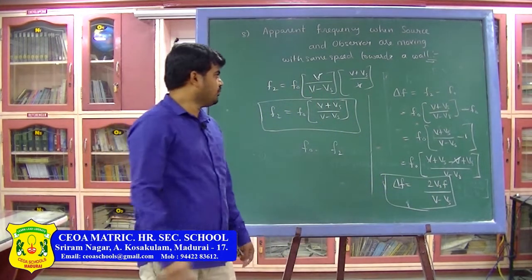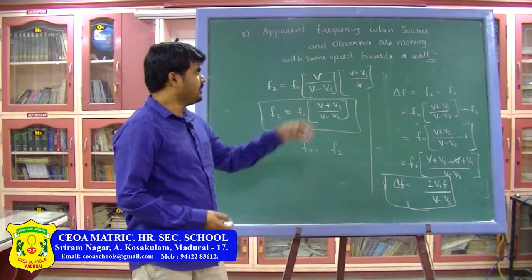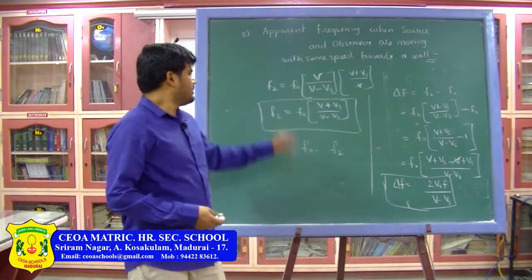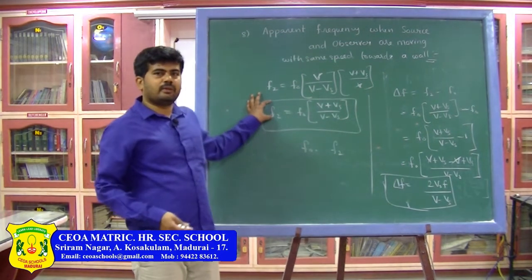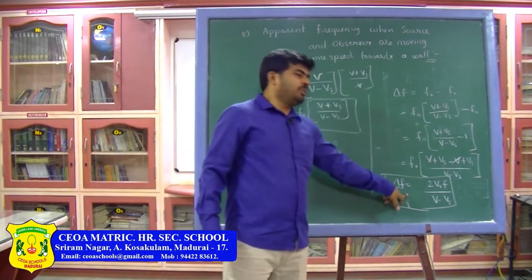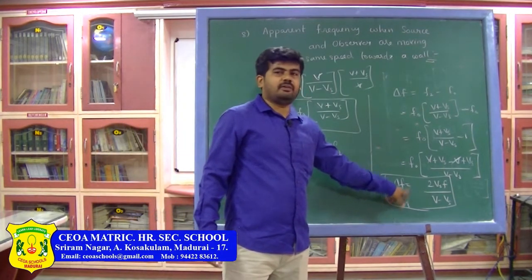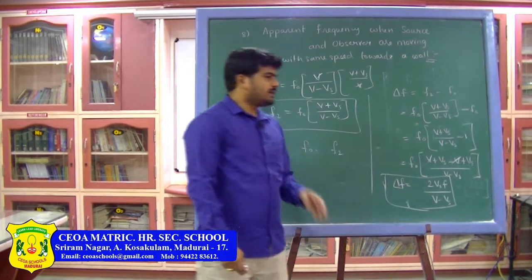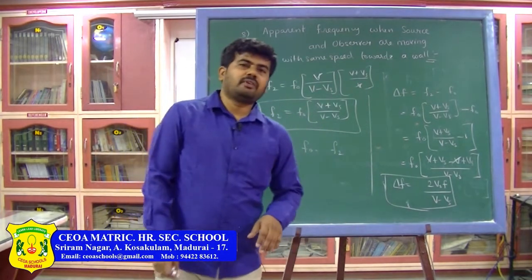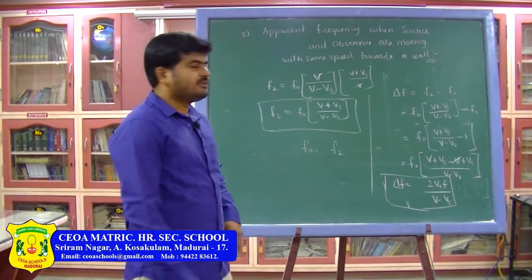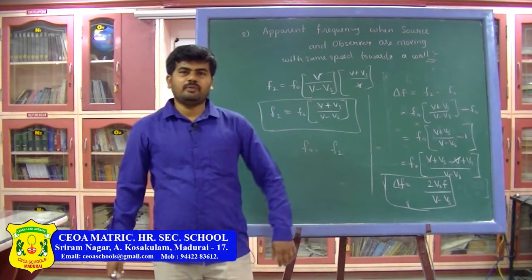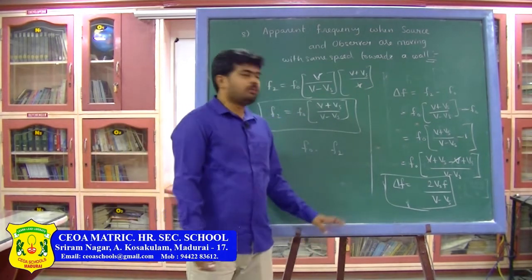These are the two formulas which are useful in this particular concept: the apparent frequency received by the observer, and the number of beats per second heard by the observer. So, this is the concept, this is the Doppler effect in different cases. Now, let us discuss some example problems on this Doppler effect.